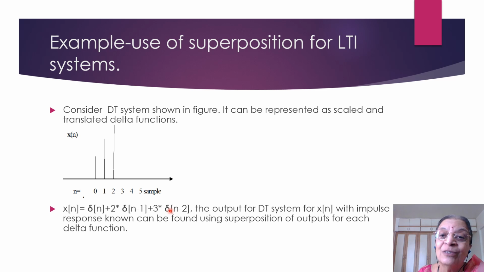So the output calculation becomes very simple, because I can decompose the input signal into scaled and shifted delta functions. And once I know the impulse response, I can calculate the output for any input signal. So this computation becomes very simple.